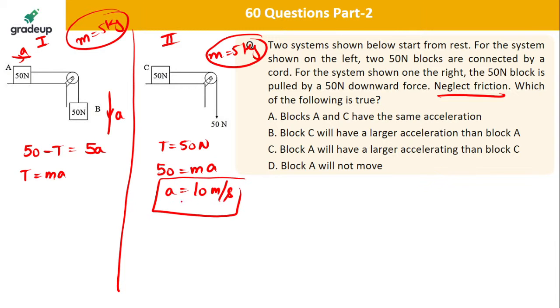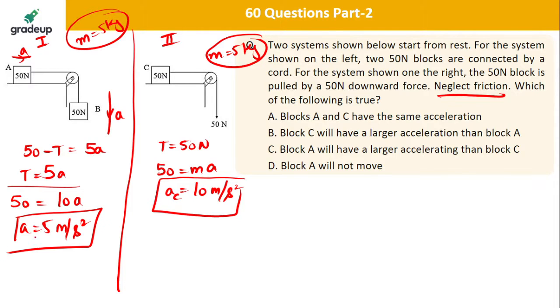This is for C. And if I talk about A, let us add these two. So we'll be having 50 is equal to 10A, because mass is equal to 5. So A is equal to 5 meter per second square. So definitely the acceleration of C will be greater than that of acceleration of A. We have calculated the value also.